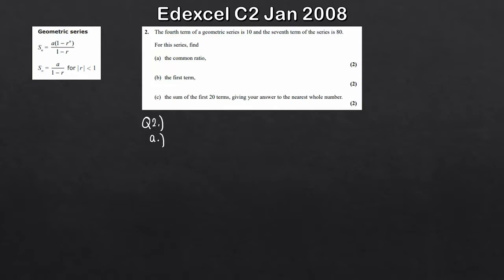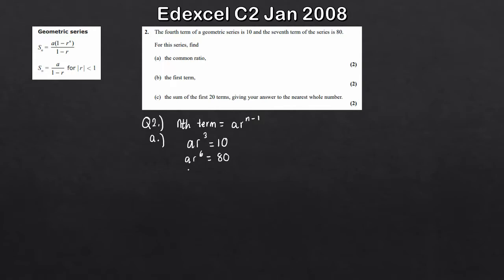Well, remember, if we've got the fourth term and the seventh term here, we need to use the nth term notation. The nth term is given by ar^(n-1). We know the fourth term is 10, the seventh term is 80, so we use this to find the common ratio. The fourth term would be ar^(4-1), so ar cubed, equal to 10. We've then got the seventh term, so that's ar^6, which is equal to 80. So at this point we need to find r.